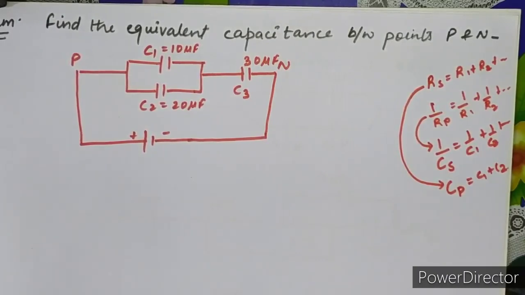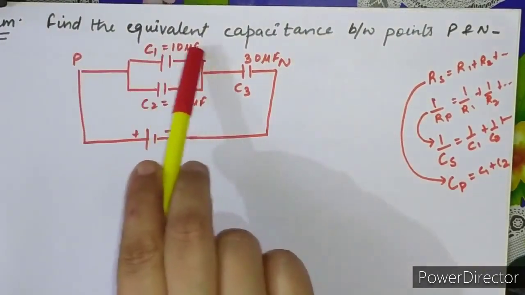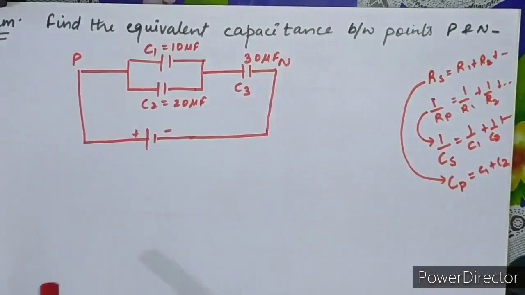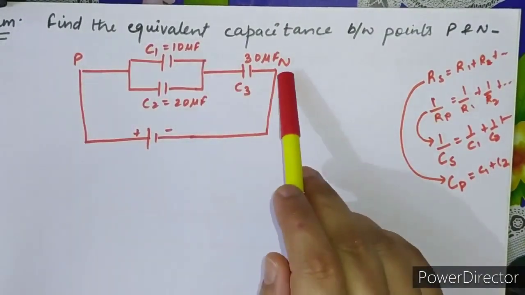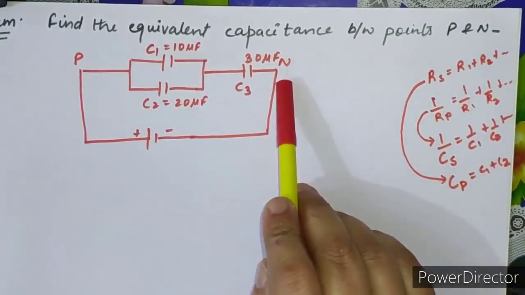Now, in exams numericals also come regarding this combination of capacitance, and both the combinations are combined in a numerical, as I told you yesterday also. So here I am solving one numerical, and the remaining questions I will give you for homework. Find the equivalent capacitance between points P and N. Between points P and N, you have to calculate the equivalent capacitance.